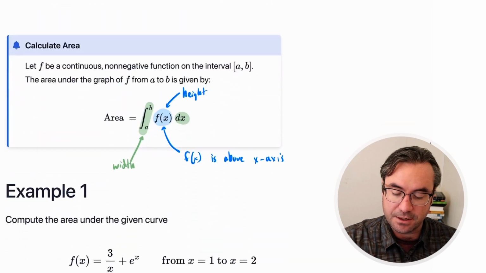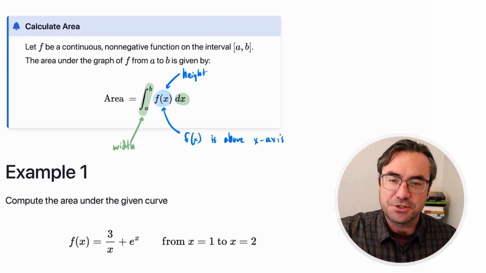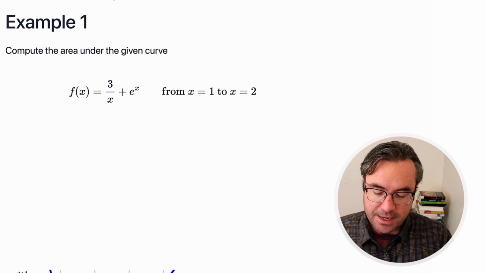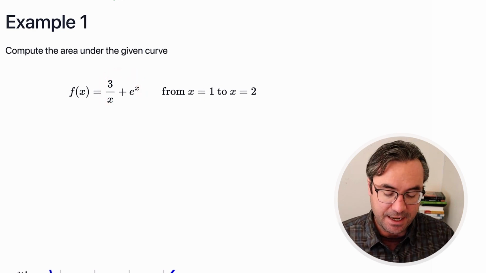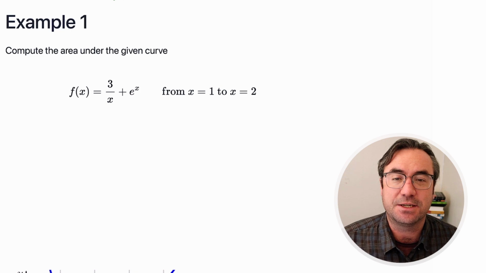All right, so let's get a little practice just calculating a few different areas. So the first example we're going to look at is this function 3x plus e to the x. And we're looking at the region from x equals 1 to x equals 2.